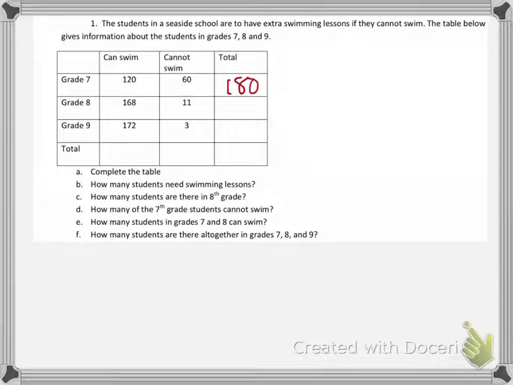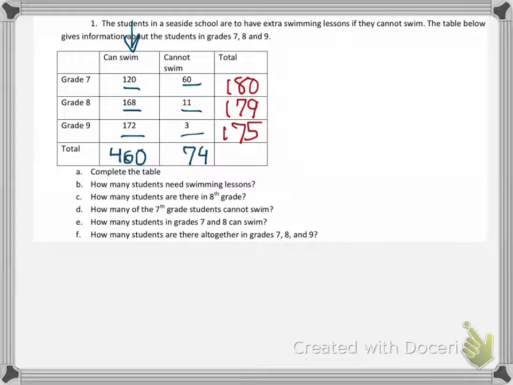All right. And then when you add the second row, you get a total of 179 8th graders. And then when you add that third row for 9th graders, you get a total of 175. All right, now let's talk about how many students can swim. So guess what? I'm looking at this column right here. So I'm going to be adding 120 plus 168 plus 172. And I'm going to get a total of 460. And then when I ask myself how many students cannot swim, I'm going to be adding 16, 11, and 3 and get a total of 74.